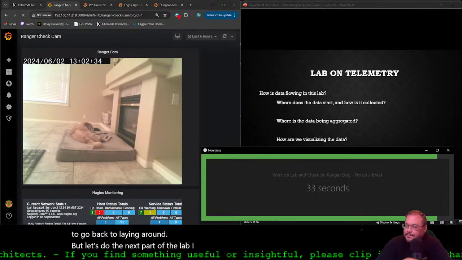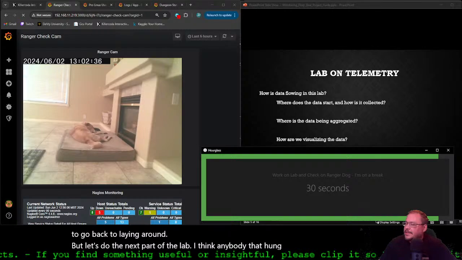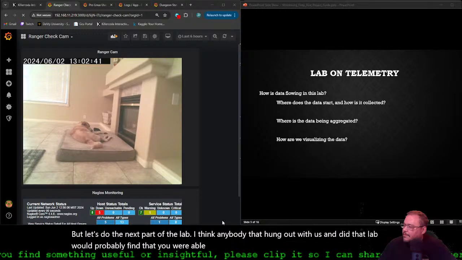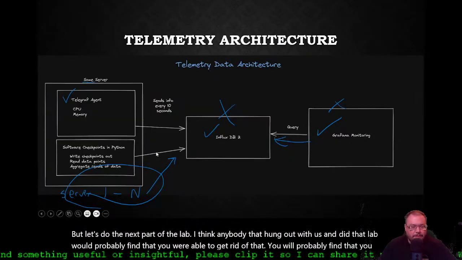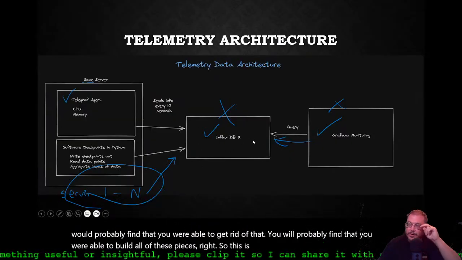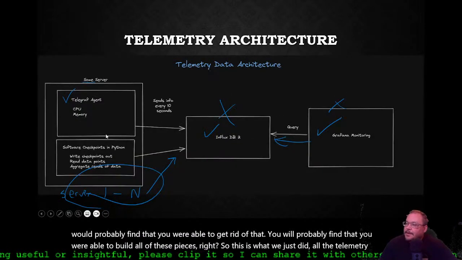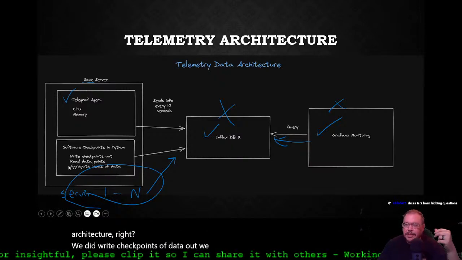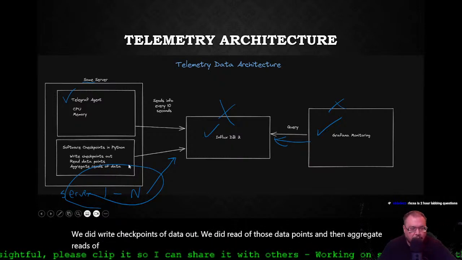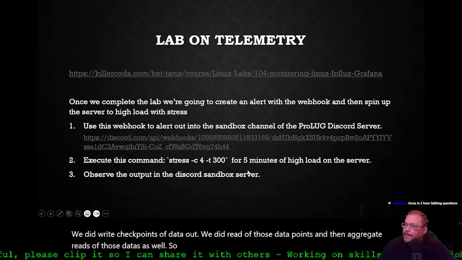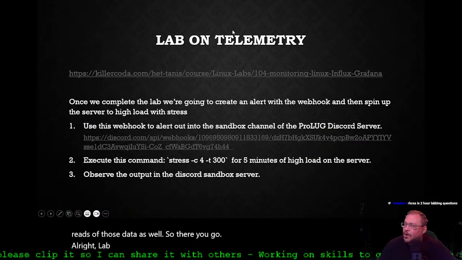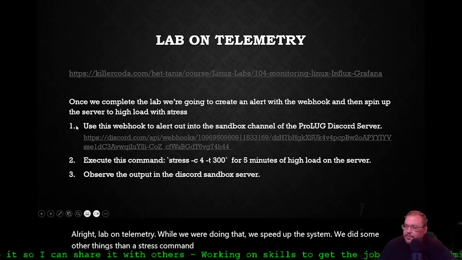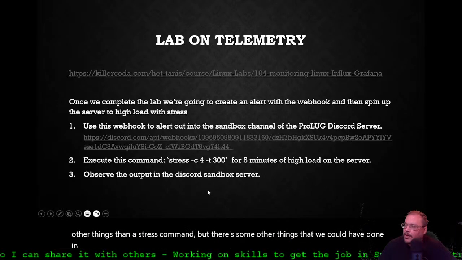I think anybody that hung out with us and did that lab would probably find that you were able to build all of these pieces, right? And so this is what we just did, all the telemetry architecture. We did write checkpoints of data out. We did read of those data points and then aggregate reads of that data as well. So there you go. All right. Lab on telemetry. While we were doing that, we sped up the system. We did some other things than a stress command, but there's some other things that we could have done in that lab if we wanted to.